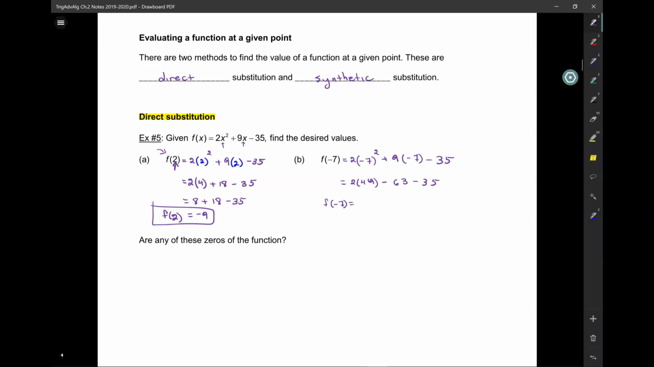And so here, we're going to get that f of -7, well, let's see here. 2 times 49 is 98. Okay, so here, -63, -35 is -98. Oh my God, f of -7 is 0. Okay?